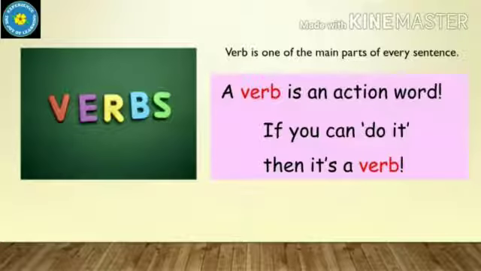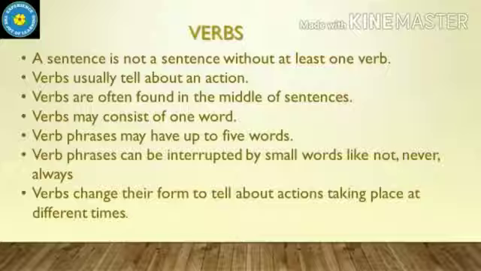Now let's move on to the next part of speech, and it is verb. A verb is the main part of every sentence. We cannot have a sentence without a verb. It will not make sense. A sentence should have a verb. So what is a verb? A verb is an action word. If the word does an action, then it turns out to be a verb. Let's always remember, a sentence is not a sentence without at least one verb.